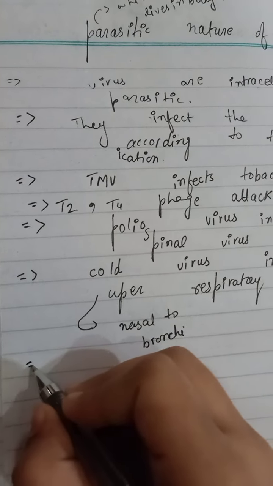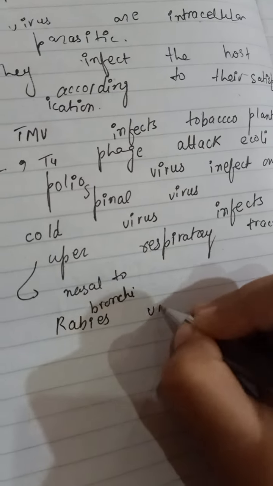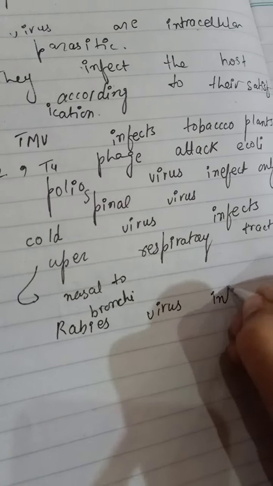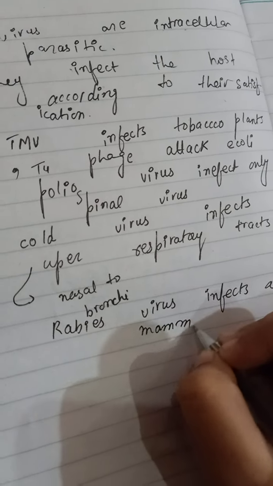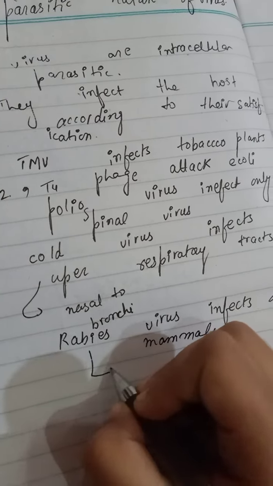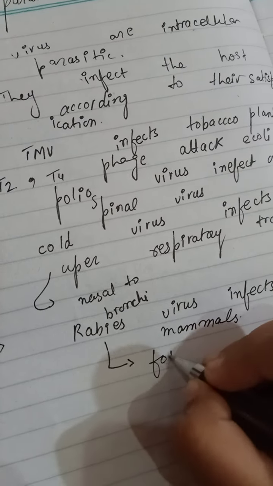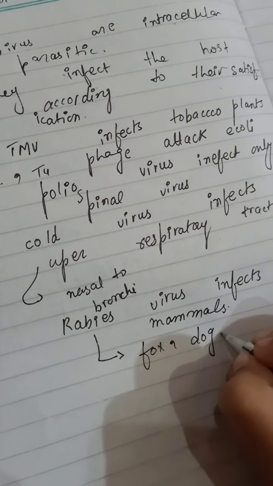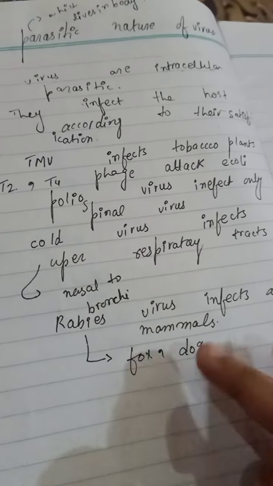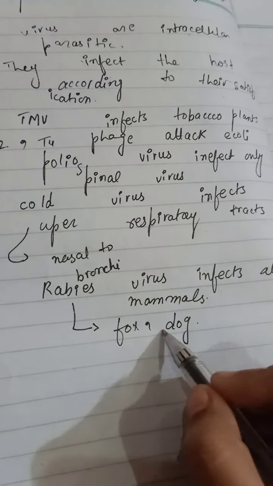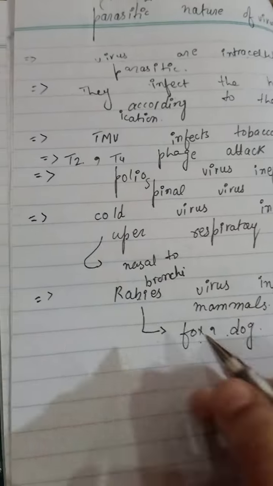Okay, so let's move toward the next point, which is rabies virus. Rabies virus infects all mammals like us. The rabies virus is found in fox, dog and many other animals. After the bite of a dog or a fox, the rabies virus can be caused in mammals.